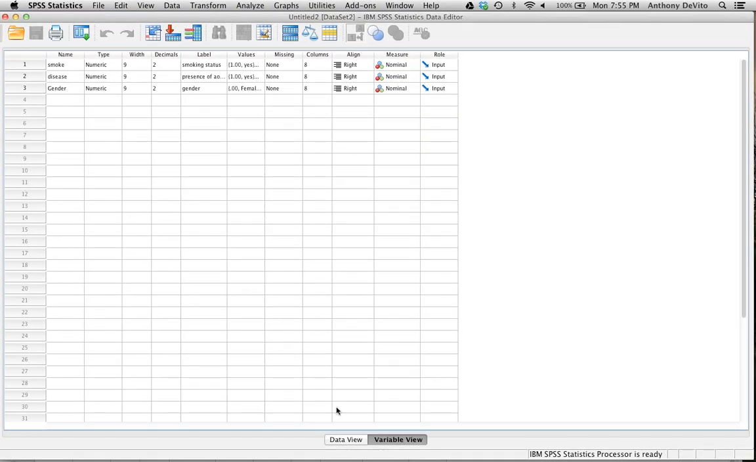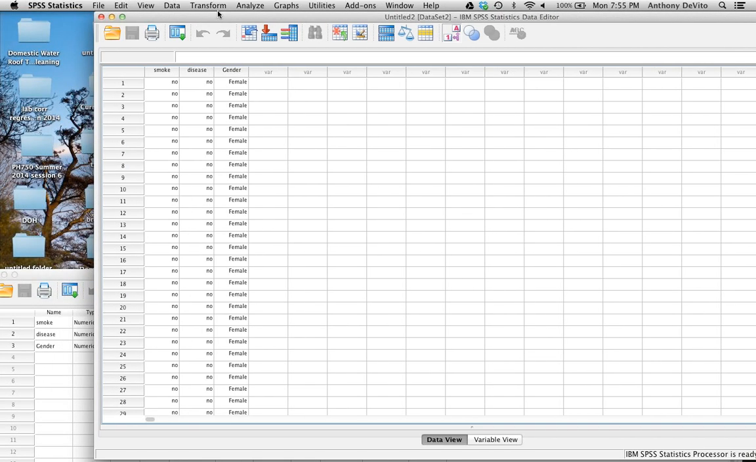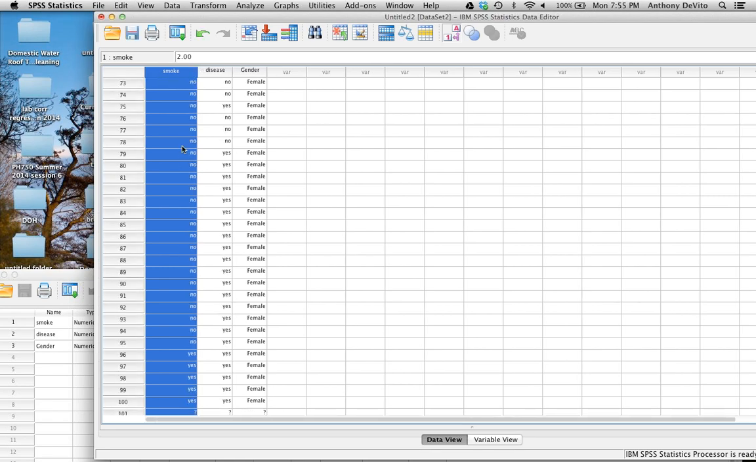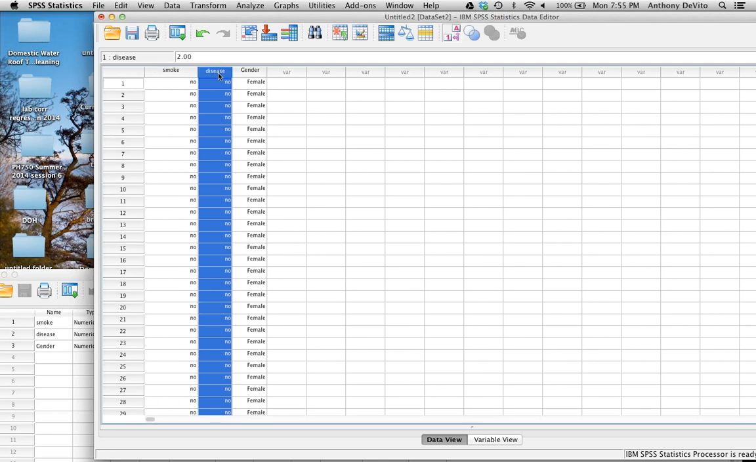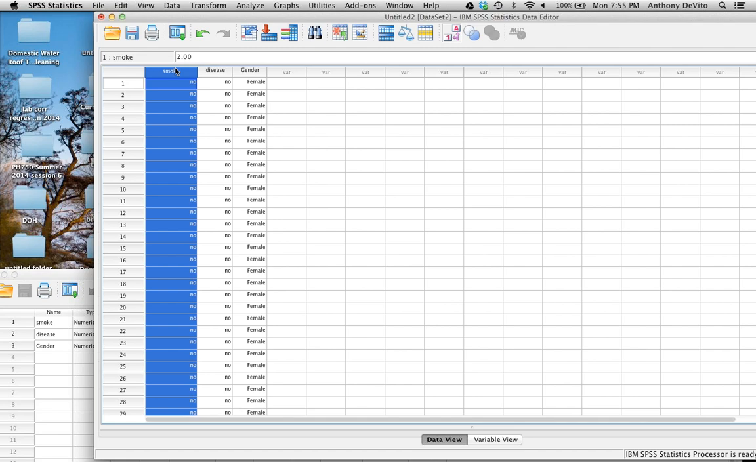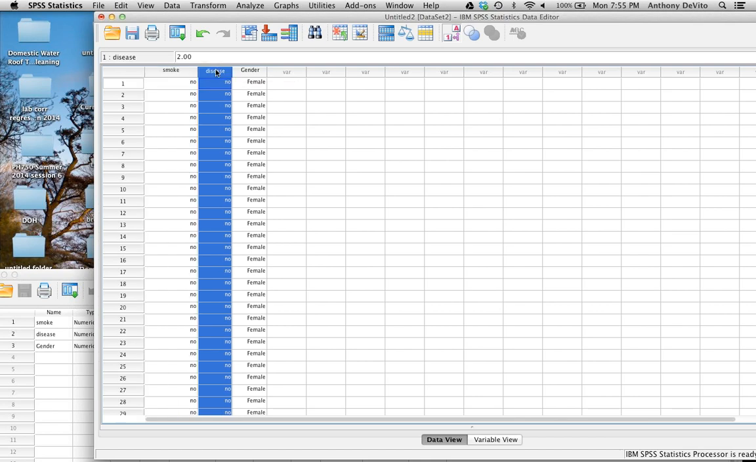Okay, so let's take a look at this data. This data has 3 variables in it. It's got smoking status, no and yes. It's got disease status, in this case arterial stenosis, in other words narrowing of the coronary arteries. And it's got gender too. Maybe we're not interested in gender right now. We're interested in whether being a smoker is associated with your risk for stenosis. So we want to analyze this data.